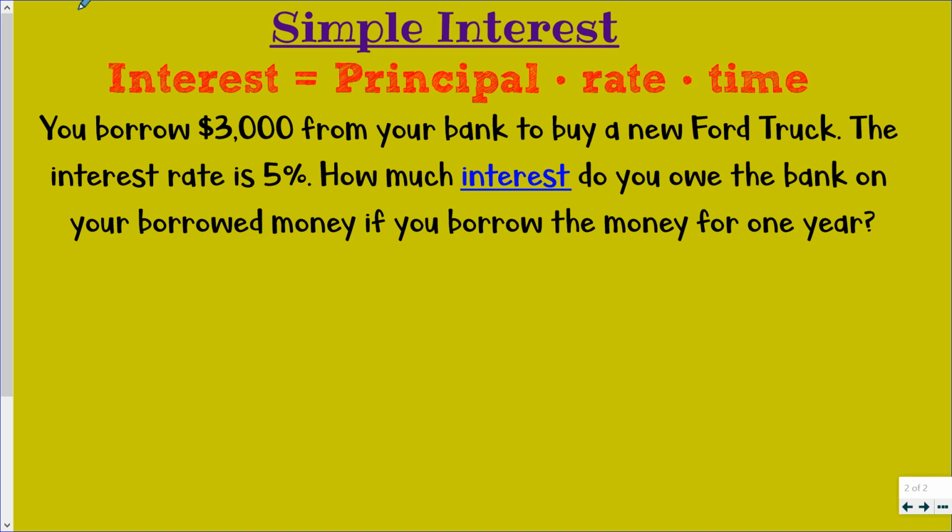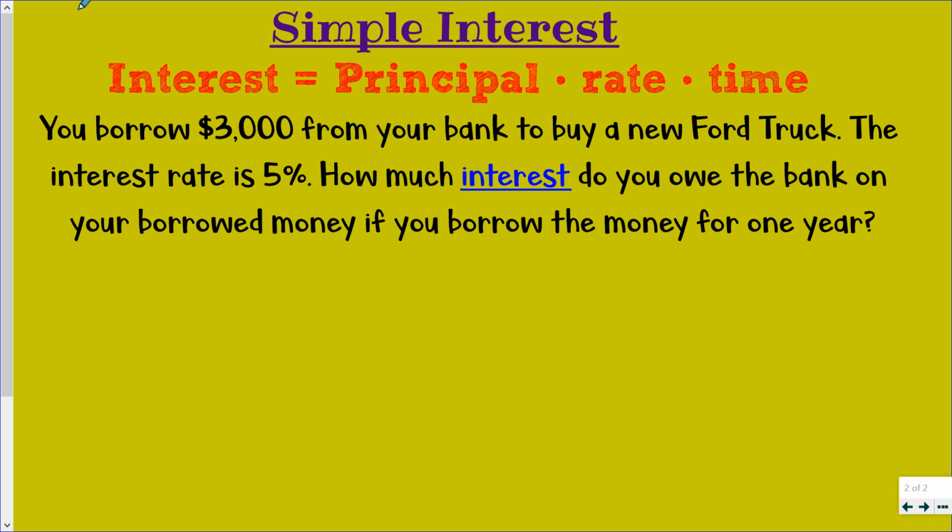Alrighty, I'm going to do a simple interest problem here with you. Don't forget the formula. Interest equals principal times the rate times the time. Your principal is the original amount, rate is the percent turned into a decimal, and time is measured in years.